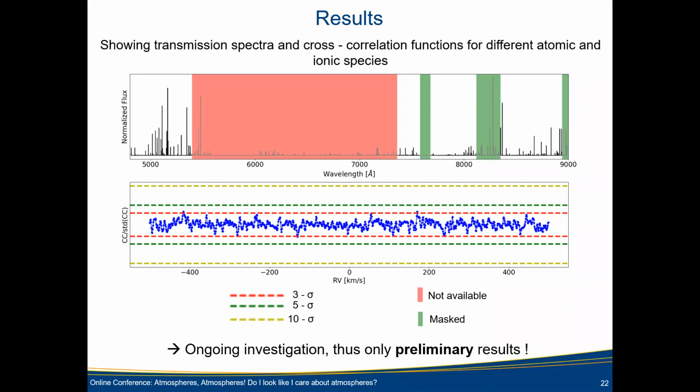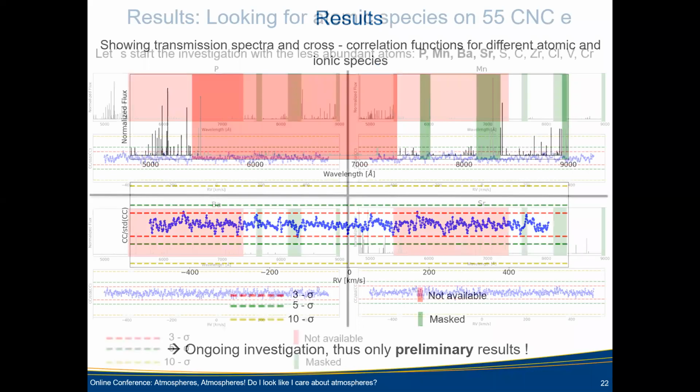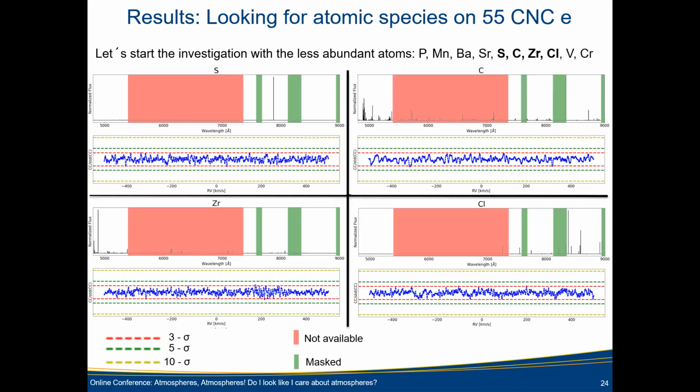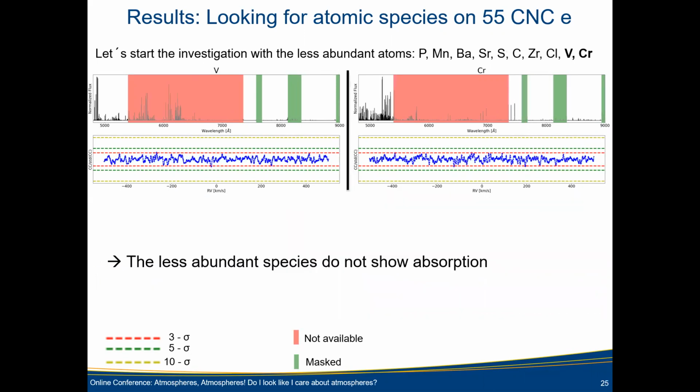It will be a lot of stuff now. I will always show 4 species in a row. So let's first go to the investigation of the less abundant atoms. Top left, phosphorus, manganese, barium, strontium, and so on. And as you see, guys, at 0 velocity, always take care about 0 in all plots. We don't see something for the minor species. Not here. Also for the other minor ones, we don't see something. I'm now going to be a bit faster. So the less abundant species do not show something.